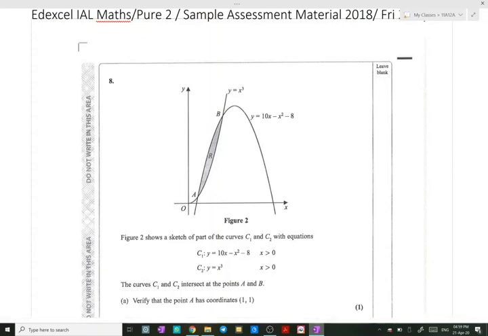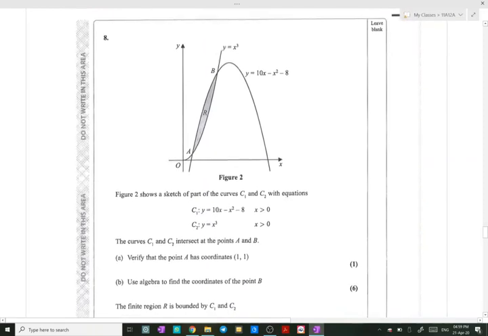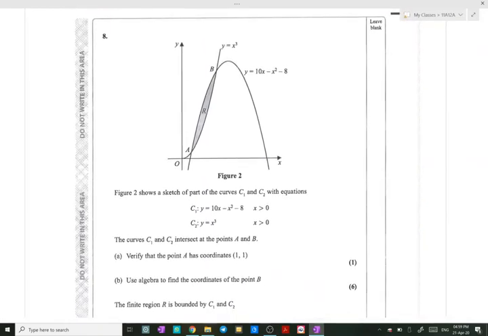Number 8 is taken from the Edexcel International A-Level Maths Pure 2 Sample Assessment Material 2018. As we can see in figure 2, we have two curves and they intersect at A and B. This is C1, which is the equation of the first curve, and this is the equation of the second curve. The equation is written next to each curve, where x is greater than 0.